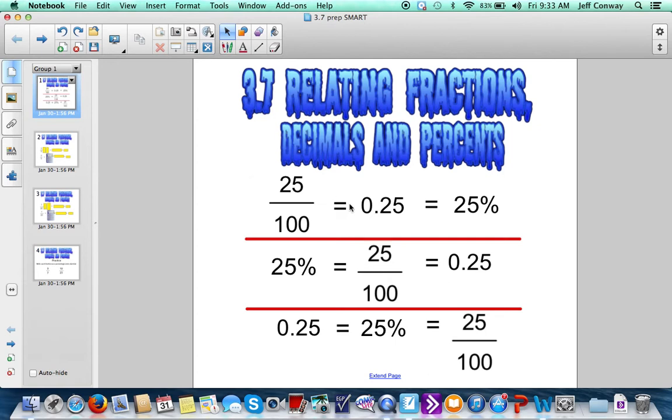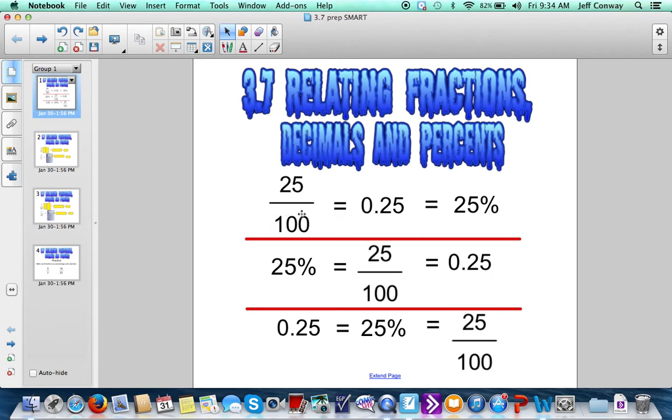So I used 25 out of 100 or 25% for this one because it's a fairly easy one to use. So I'm going to use that as my demonstration. So 25 over 100 is kind of like, let's say that you took a test or you had a quiz with 100 questions on it and you got 25 of them right. You would have got 25 out of 100.